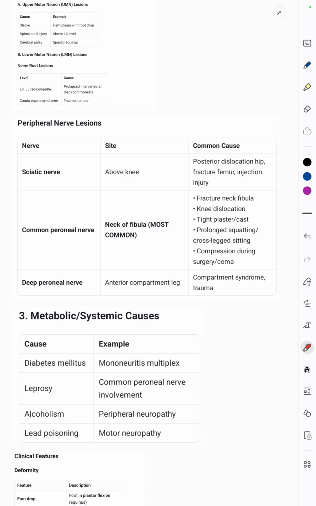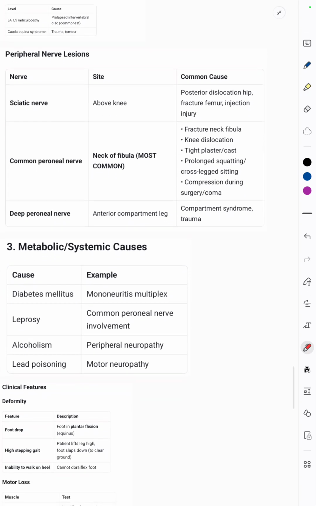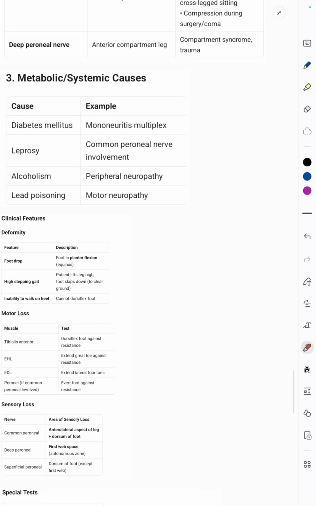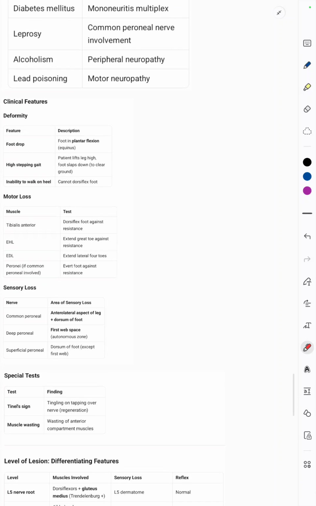Sciatic nerve is affected in posterior dislocation of the hip or fracture of the femur, and deep peroneal nerve is affected in compartment syndrome. Talking about the metabolic causes, it can be diabetes mellitus, leprosy is a common cause, alcoholism, and lead poisoning. Talking about the clinical features, there is a foot drop that is seen, so the foot remains in plantar flexion position, and because of which the gait of the patient is a high steppage gait, and inability to walk on the heel is present because they cannot dorsiflex their foot.